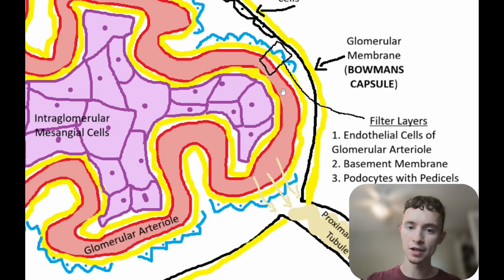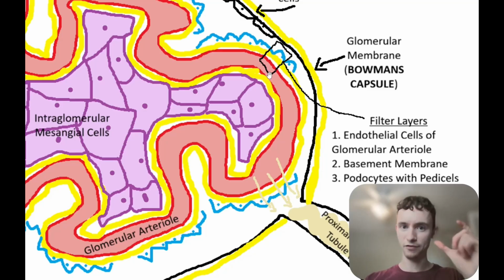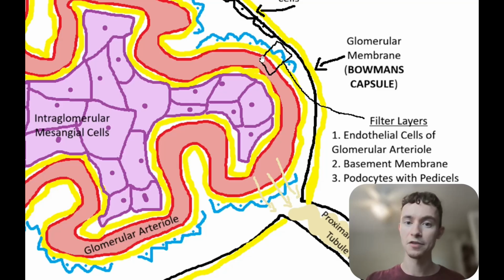So imagine we're a blood cell, we're traveling along, and we want to get to this white empty space here, as the eventual urine will collect in this empty or white space. So from the blood to the empty white space, we have to cross three barriers. So there's three layers that make up the filter of the glomerulus. The first layer they're going to run into is the endothelial cells of the glomerular arteriole. So the endothelial cells are basically the cells that make up the wall of the actual artery. Okay, so that's number one.